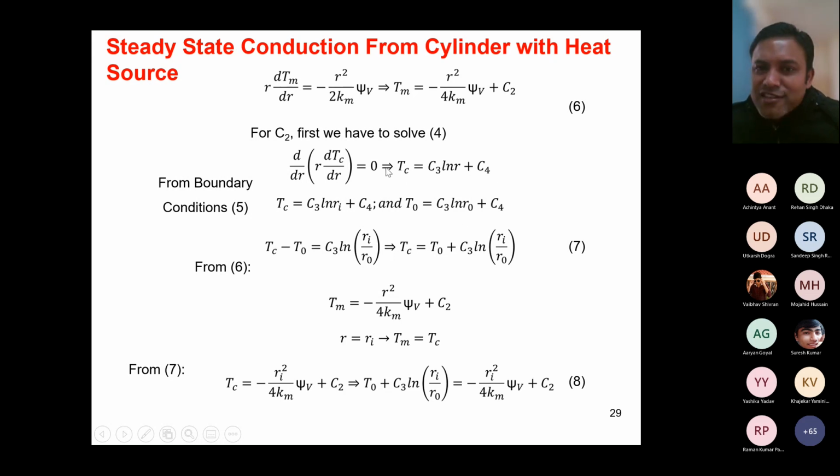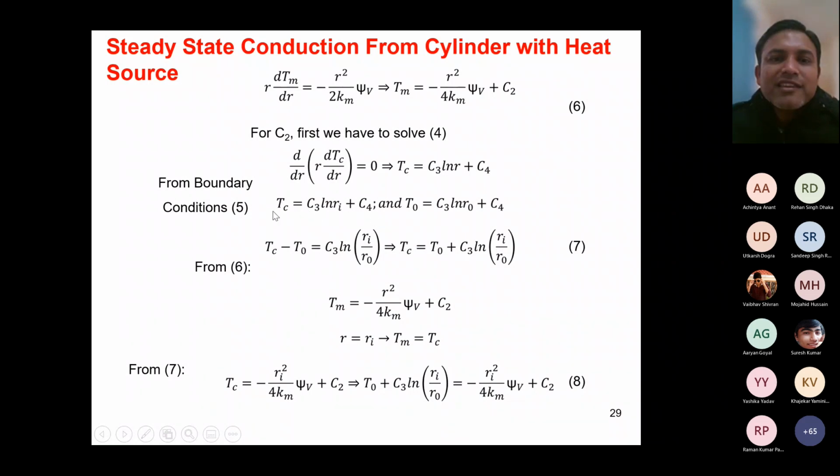Now, in this equation also we can apply two boundary conditions, but the second boundary condition we can apply easily because that is the outer temperature, which is already given. So this Tc becomes T0 when r equals R0. So we get T0 equals C3 ln R0 plus C4. This is the second equation. And for the first equation, at r equals ri, Tc equals just Tc. So that becomes Tc equals C3 ln ri plus C4.